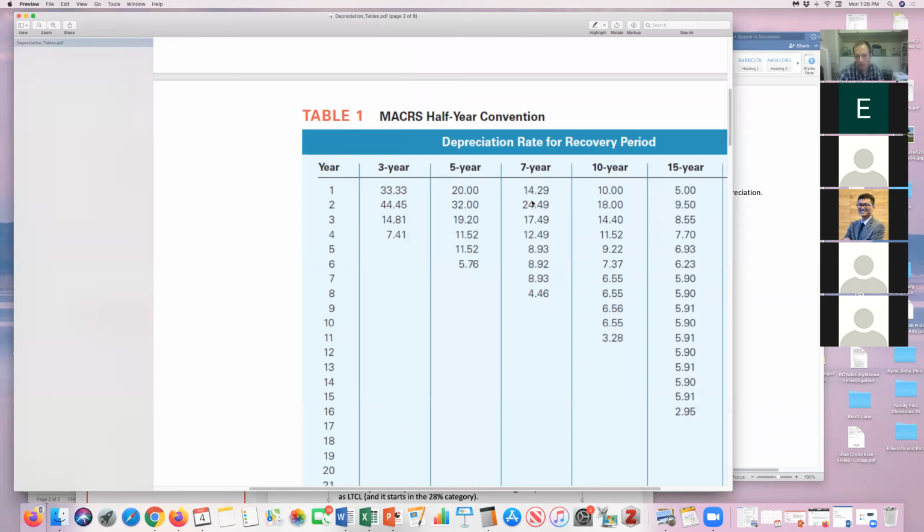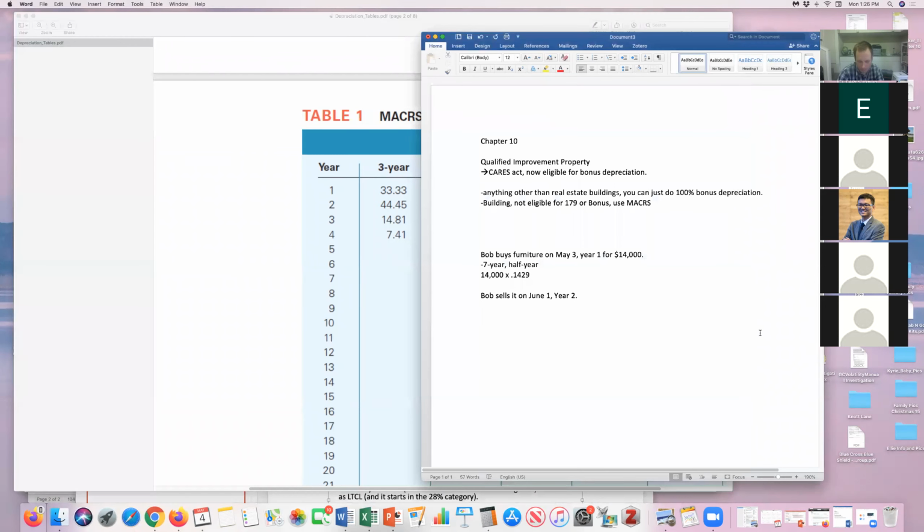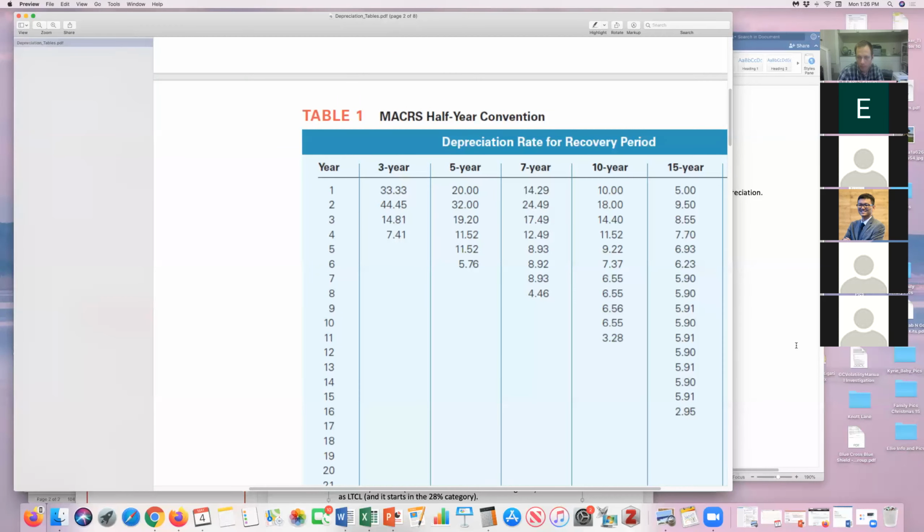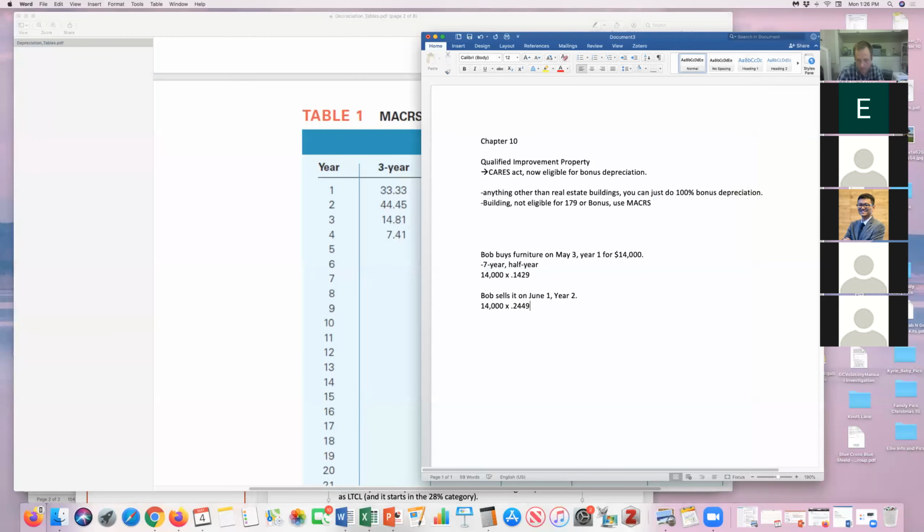So the first thing I'm going to do, it's year 2. I'm always going to stay in the same column. I'm going to take the rate from year 2, and I'm always using the initial basis. And then because I'm under the half-year convention and I'm selling it before it's fully depreciated, I'm just going to multiply this by 1/2, or 0.5. And that's going to be my year 2 depreciation.